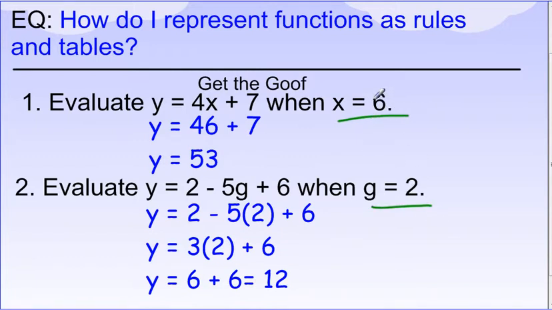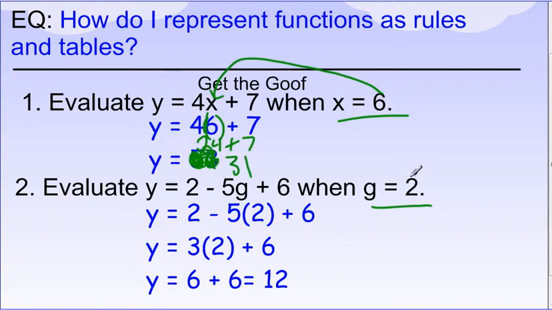So let's see. Here it says x equals 6, so you'd plug your 6 in for the variable, and they got 46. No. If you remember that when you have a letter and a number right next to each other, that is a multiplication. 4 times 6 would be 24. And then you take the 24 plus 7, and you'd get 31.